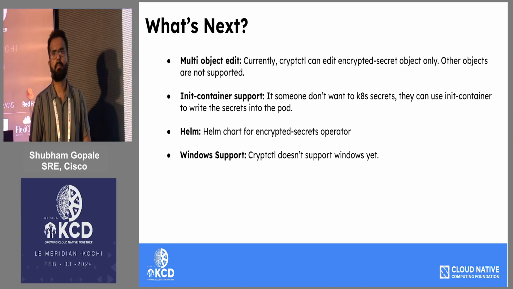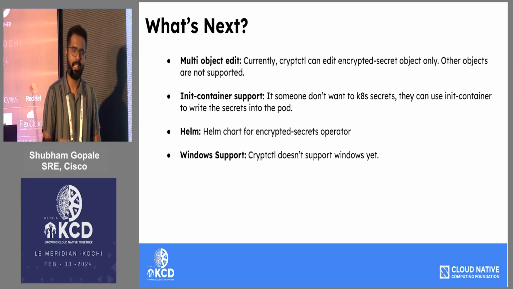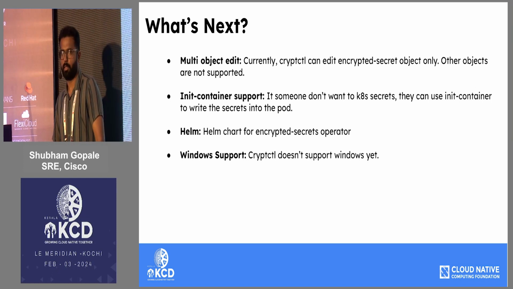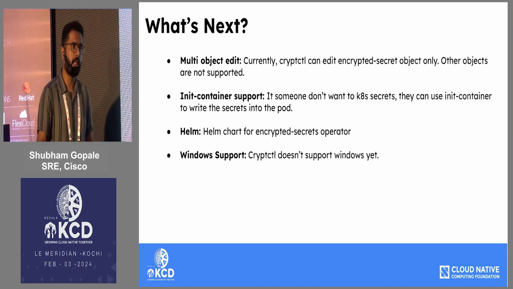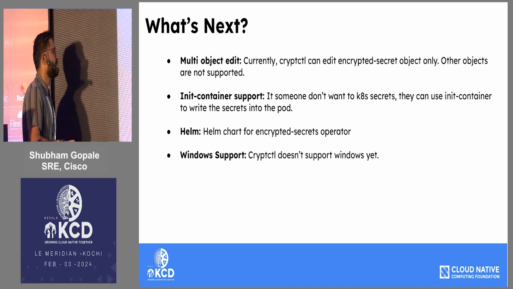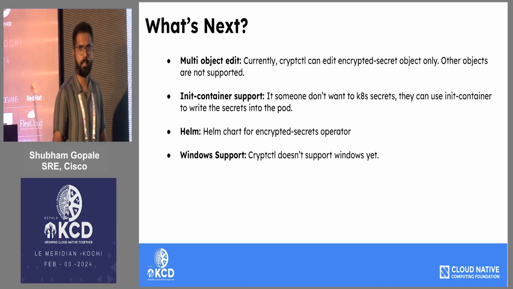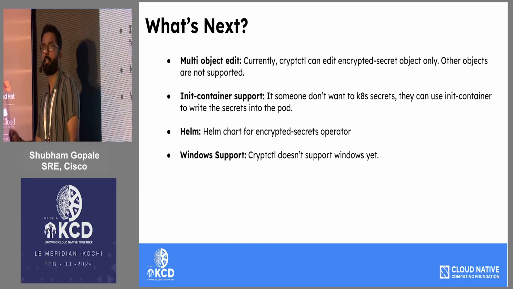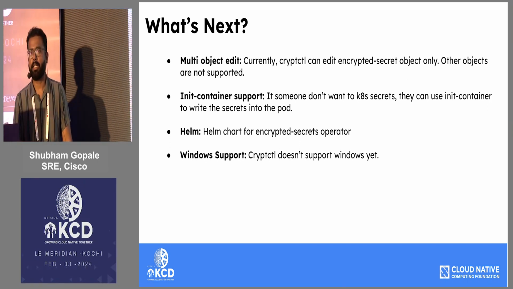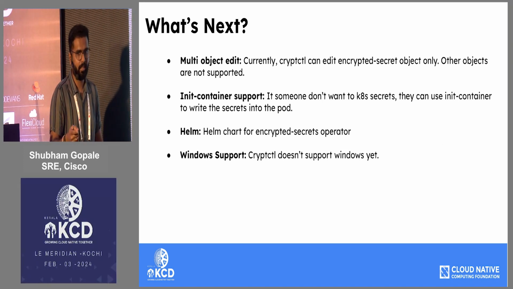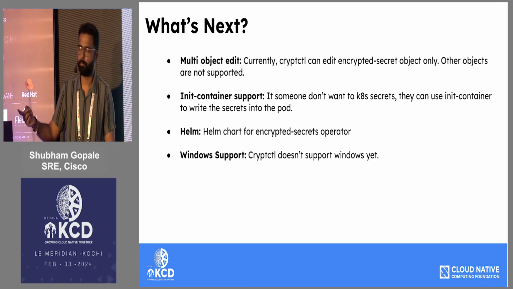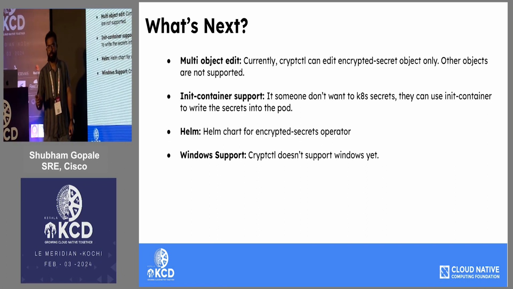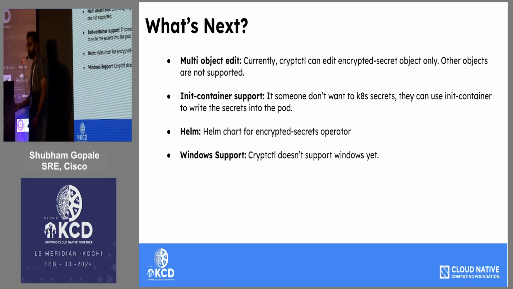So some use cases might not want to use Kubernetes secret objects. That's where OpenSecrecy will have init container support. Basically, you would write whatever secret you want to mount in your deployment, and the init container will decrypt the secrets and write them to your deployment pod where you can consume those secrets. So that's what the init container would do.